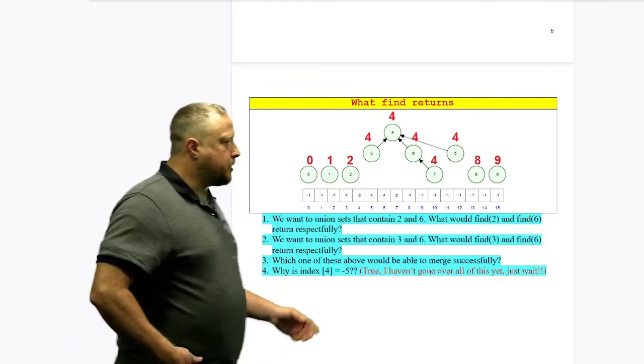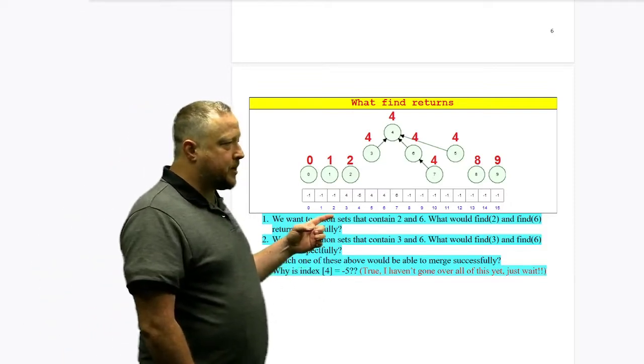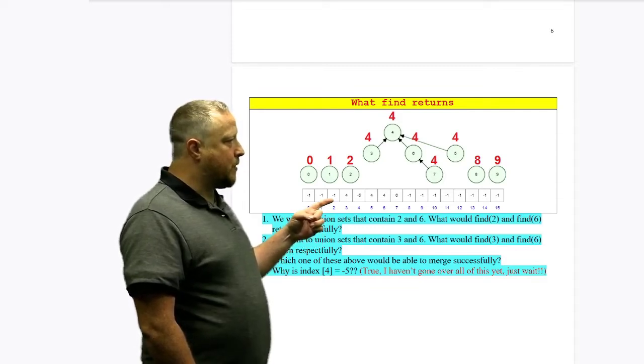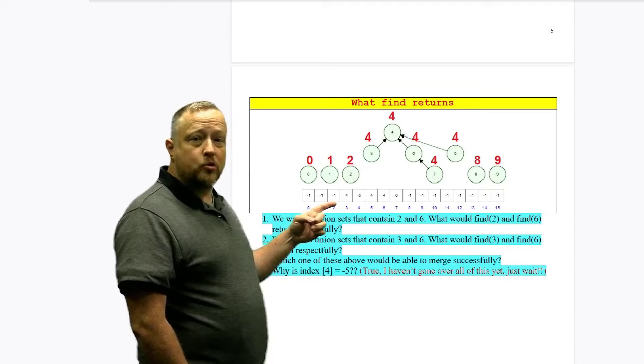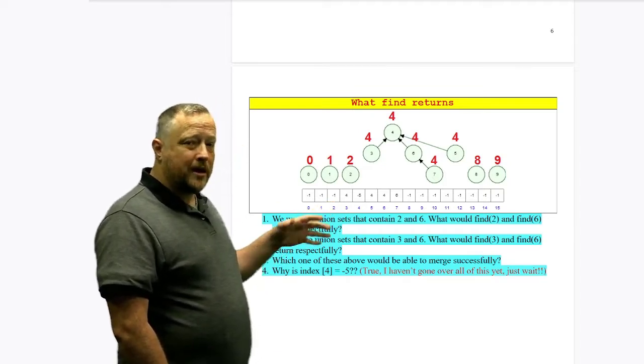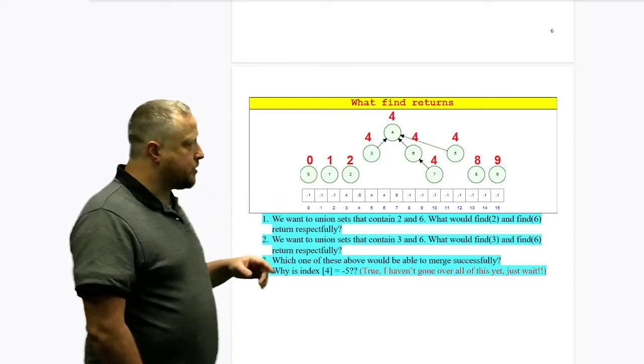So let's go to 2 here. There's 2 ways of doing this. We could do this from the array. And starting at 2, well, we happen to know that it is its own root, so it would return 2. Not -1, but it would return 2. So it's its own set.